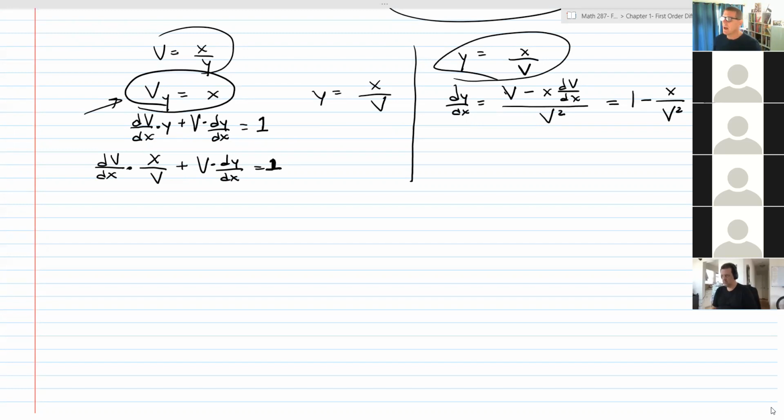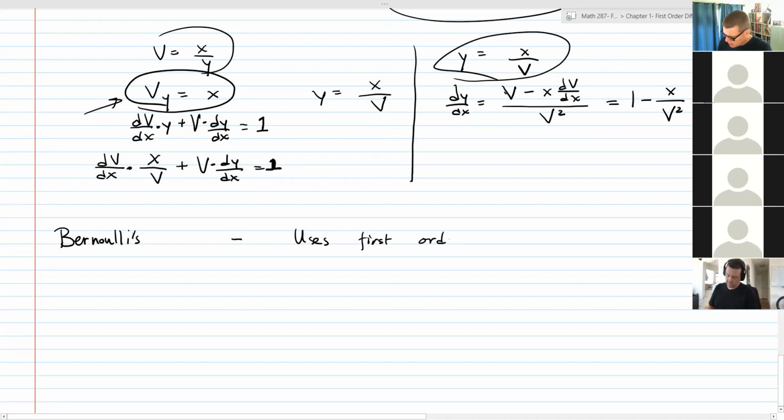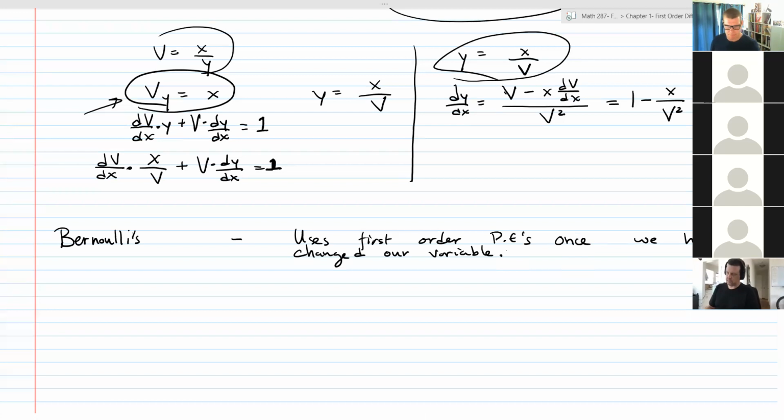All right. Cool. The next piece we're going to be working with is Bernoulli's. And this is a different kind of change of variables. Bernoulli's actually uses first order differential equations. So it's going to use first order DEs once we've changed our variable. The whole point here is, again, to do the change of variable, then use a method that we already know how to use, which is our first order method, and then go back and resubstitute once we get finished.